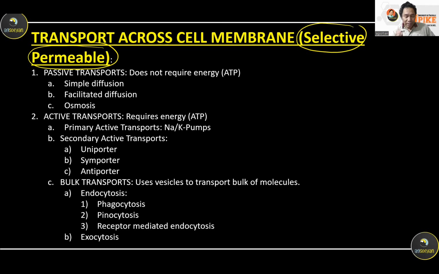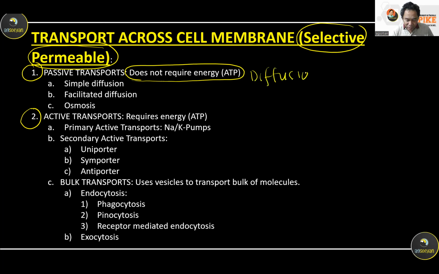There are two main types of transport across the cell membrane. The first one is called the passive transport, and the second one is called the active transport. Passive transport means this movement of molecule does not require ATP, does not require energy. It's moved automatically by itself. Usually, that movement is called diffusion.